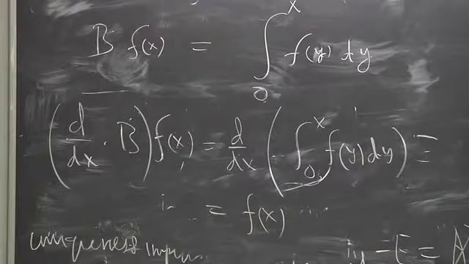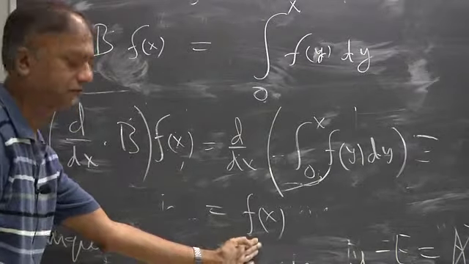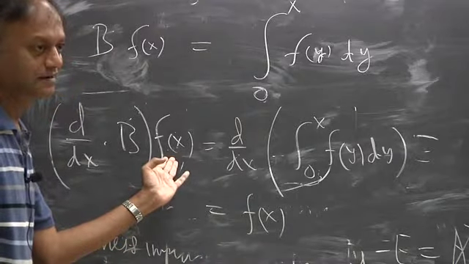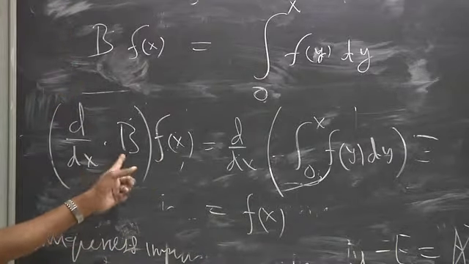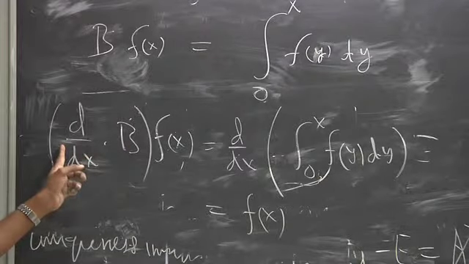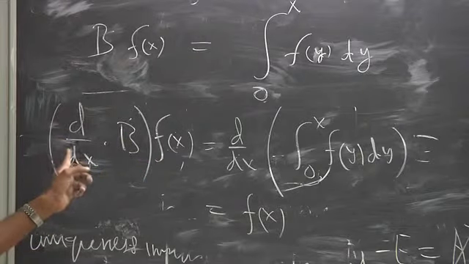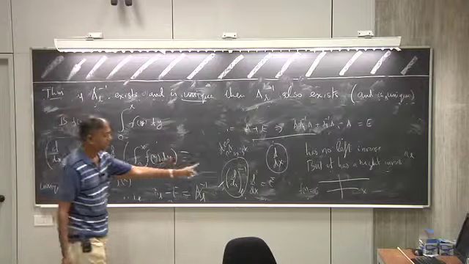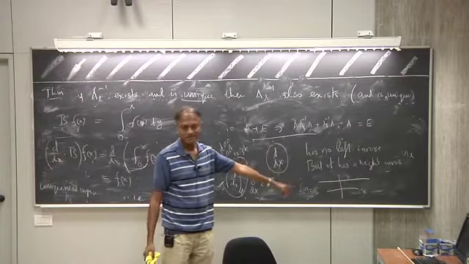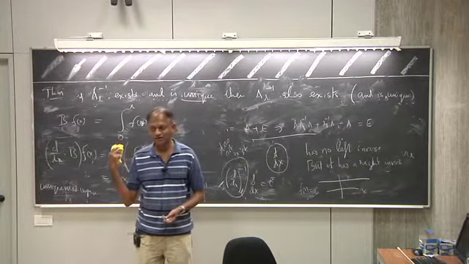Is that clear? So you see this is the identity operator, because this operator acting on f is giving you back f for arbitrary f. Therefore, B is the right inverse of d by dx. This was by definition the right inverse. So you see the right inverse exists, but not the left inverse. Therefore, it must imply that this right inverse is not unique.